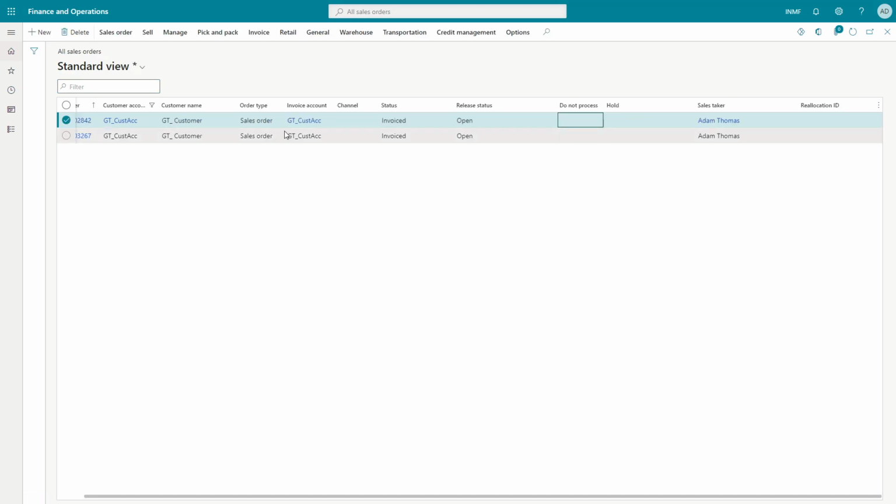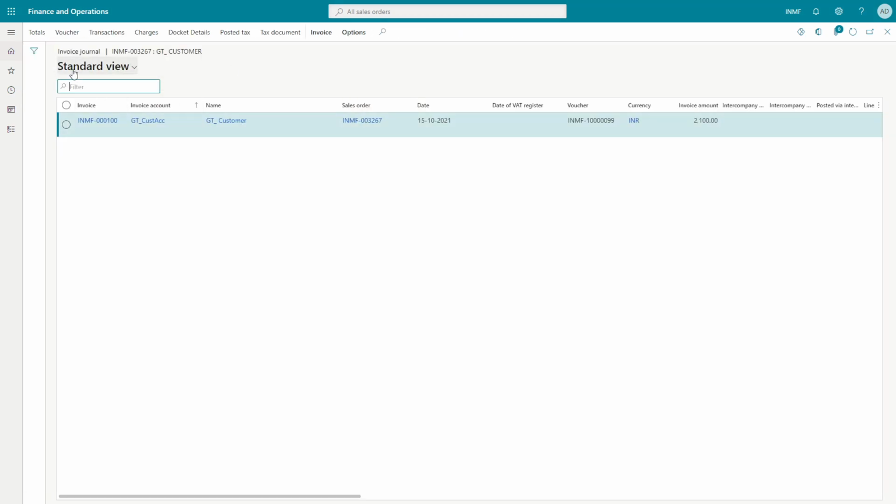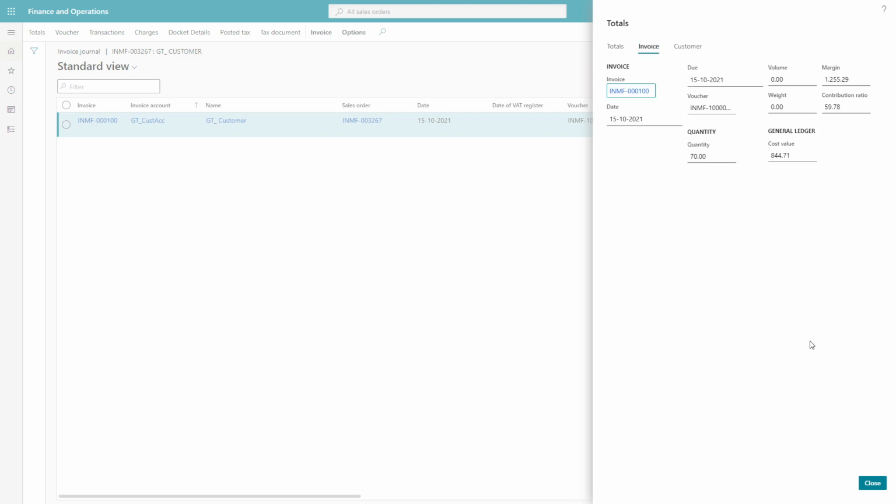Okay, same way for the second invoice. Here we are selling 70 quantity. My cost value is 844.71. My margin is 1255.29. So my contribution ratio comes up to 59.78.